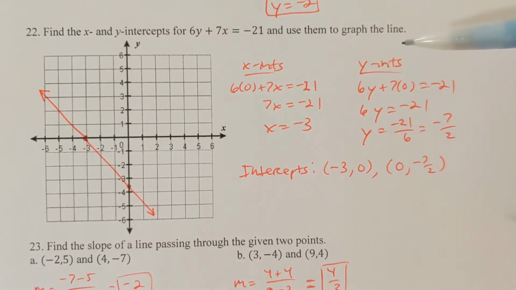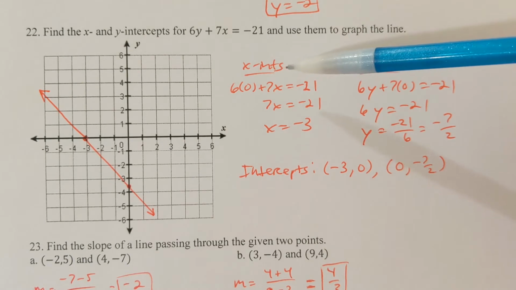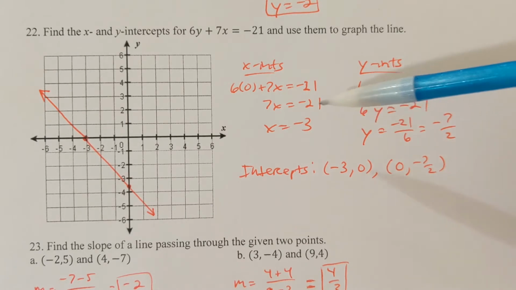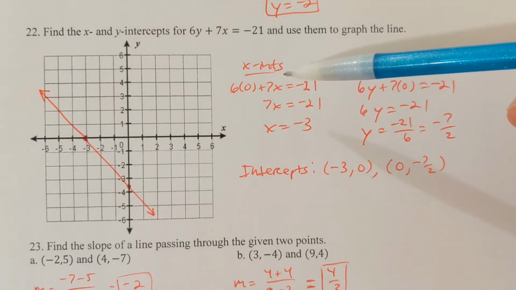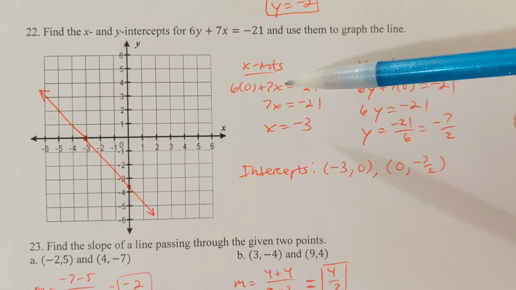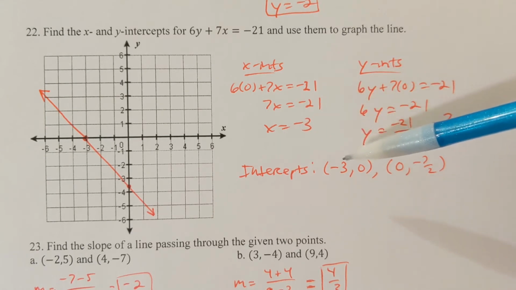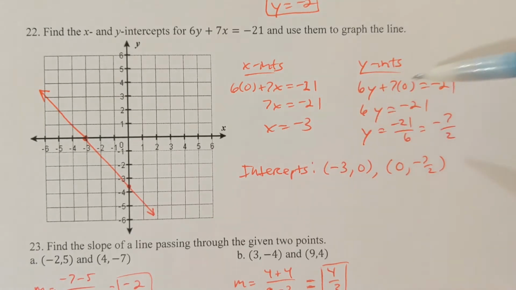Problem 22, find the x and y intercepts for the equation 6y plus 7x equals -21, and then use them to graph the line. Okay, so to find the x-intercept, let y be 0 and solve for x. To find the y-intercept, let x be 0 and solve for y. To find the x-intercept, let y be 0 and solve for x. So 7x equals -21, x equals -3 is the solution.